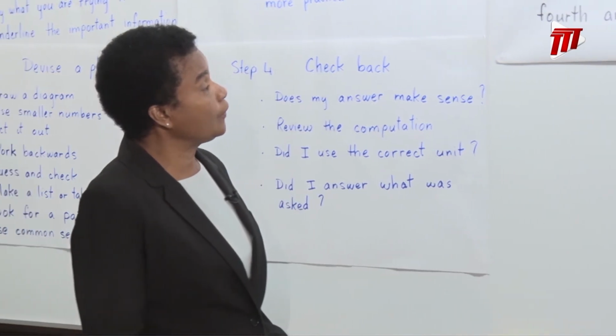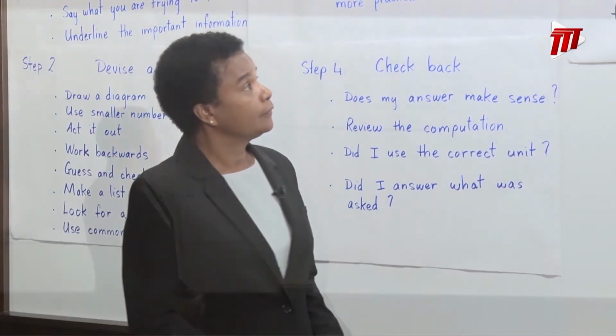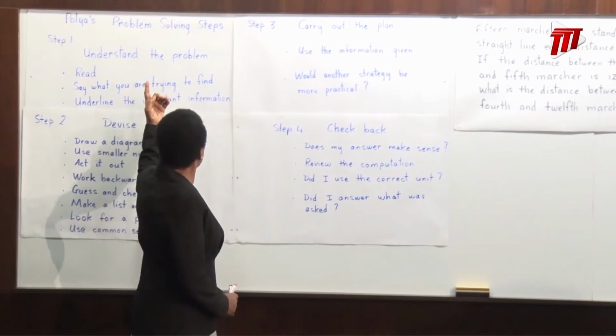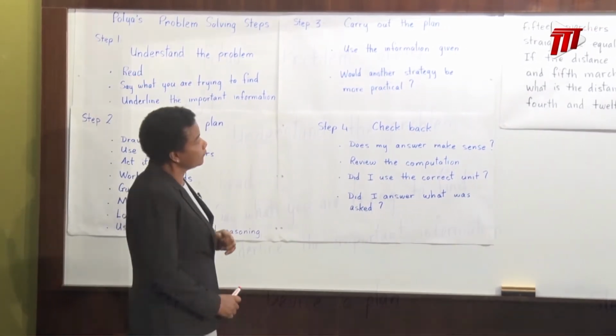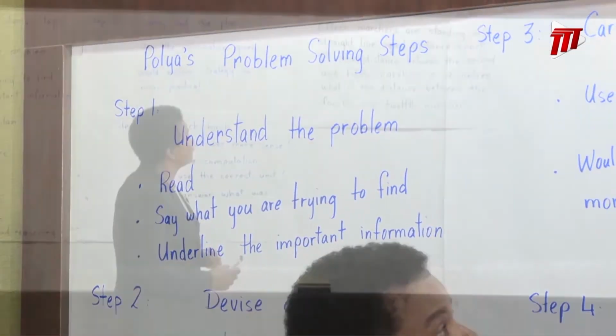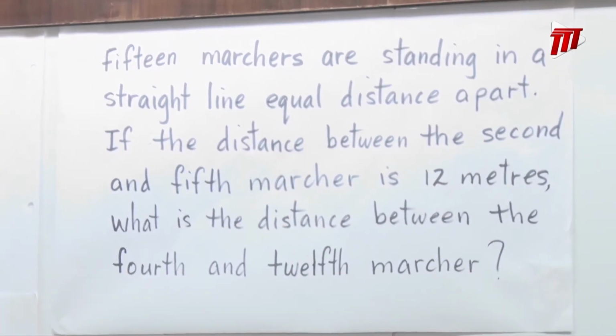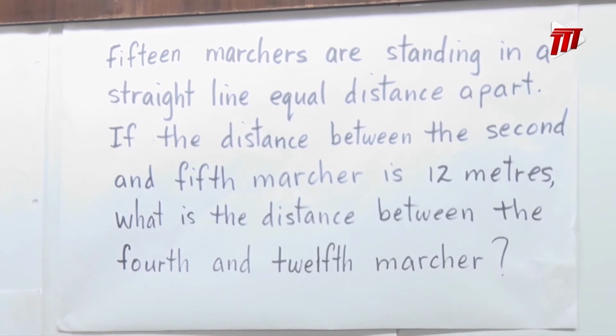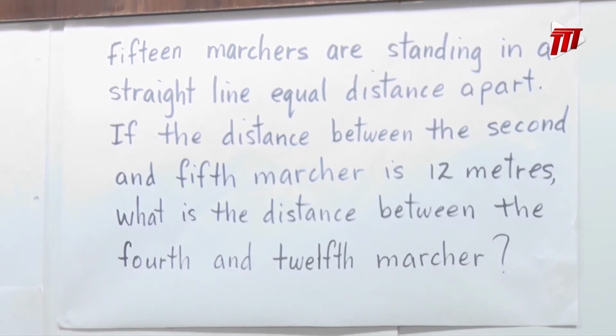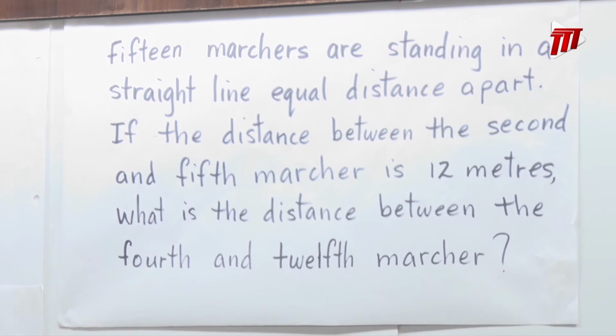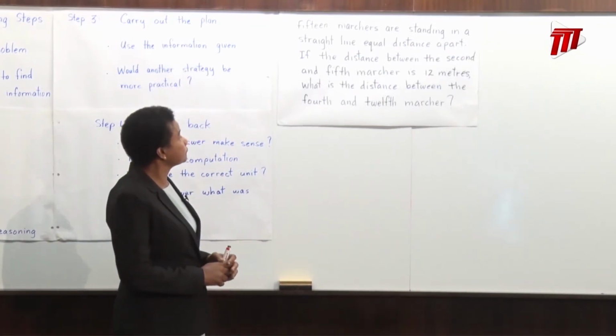We have another question on the board. Again, we're looking at step 1, which is to understand the problem by reading it. So we're going to read this question. 15 marchers are standing in a straight line equal distance apart. If the distance between the second and fifth marcher is 12 meters, what is the distance between the fourth and 12th marcher?